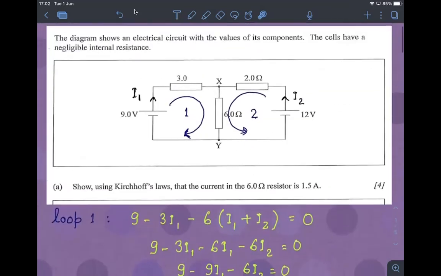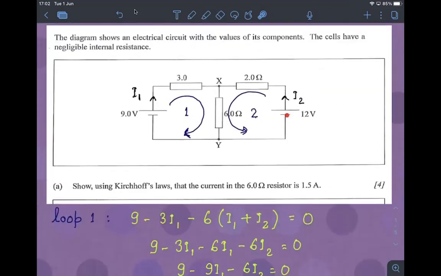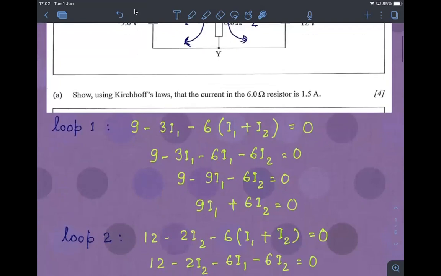Now let's talk about equation number 2. Again, do the same thing for loop number 2. When you're talking about loop number 2, you start from here. You're starting from the negative 12. And as you go up, there is a step up. So it's like you're going from negative to positive. So there is a jump in the voltage in the positive direction. So you could say this is positive 12 volts. So I start with positive 12 volts.